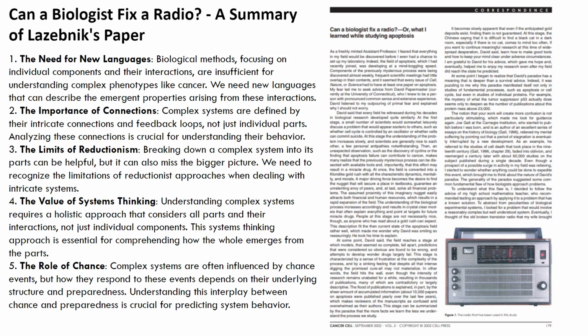And the last, and this is a very important point, is that complex systems are often influenced by chance events, but they respond to these events depending on their underlying structure and preparedness. Understanding this interplay between chance and preparedness is crucial for predicting systems level behavior. So, a complex system will have chance events.